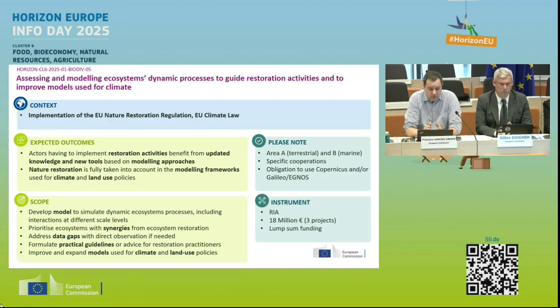So in this context, proposals should prioritize ecosystems with restoration synergies with relevant areas, such as climate change mitigation and adaptation, land degradation neutrality, or disaster risk prevention. And by coupling modeling functionalities, proposals should aim at improving and expanding model use for climate and land use policies. In case of need, direct observations should be used to address data gaps. And finally, proposals should formulate practical guidelines about how to carry out restorations.